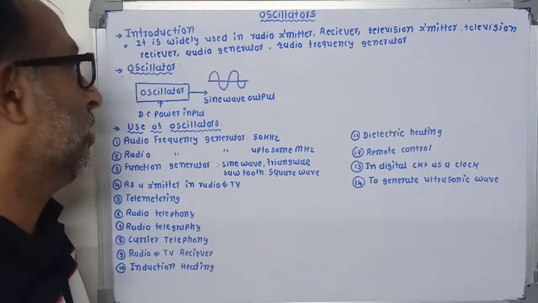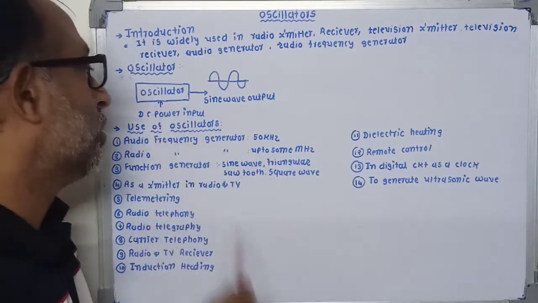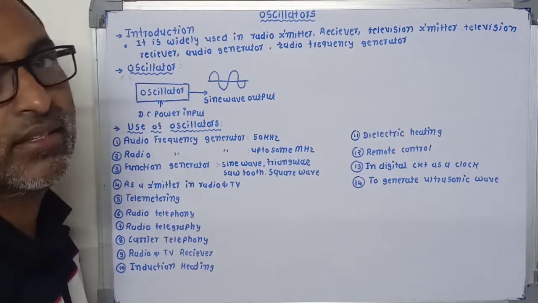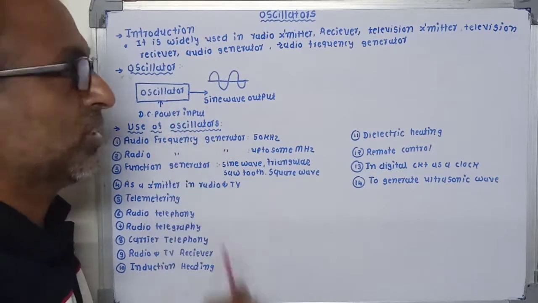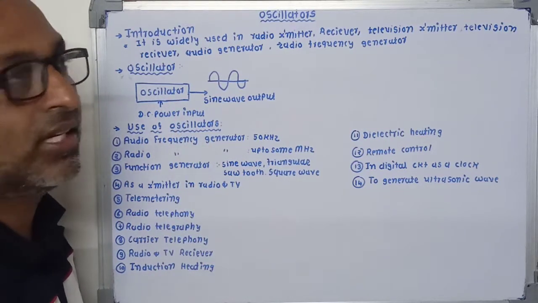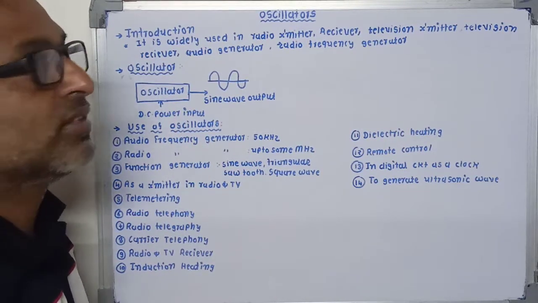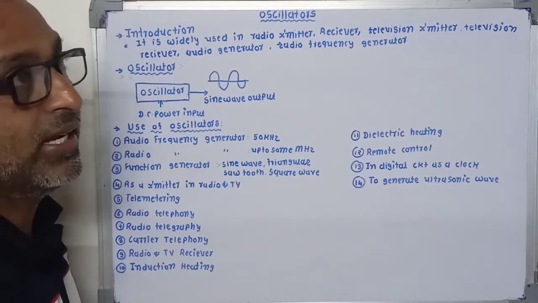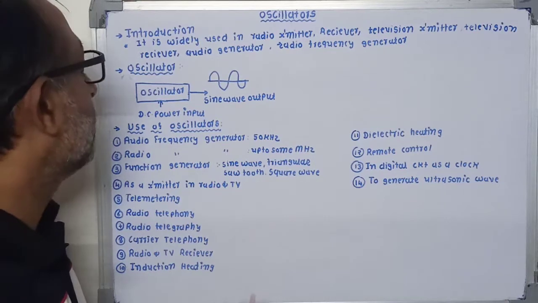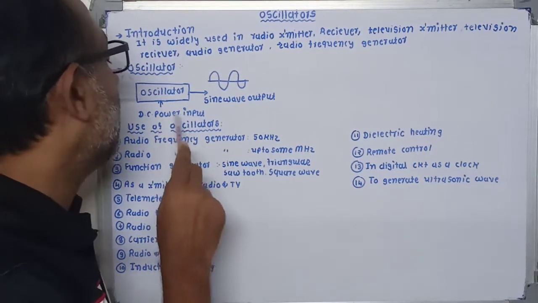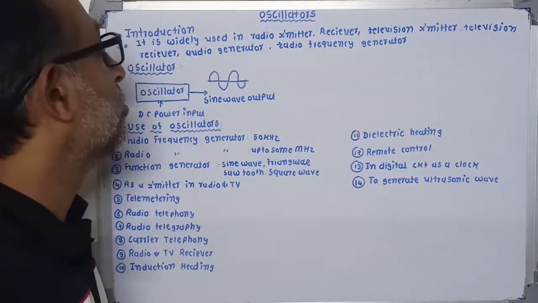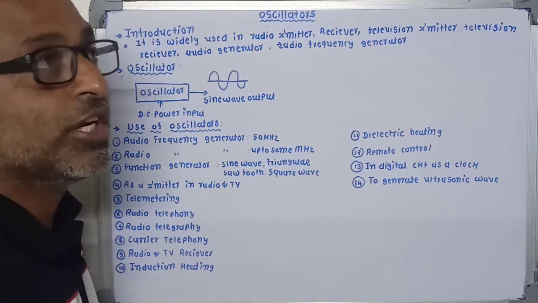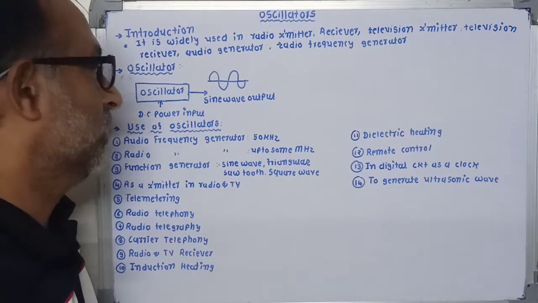So first of all, what is an oscillator? A circuit which generates an AC sine wave is called an oscillator. That means an oscillator is a device used to generate the sine waveform without applying any input. So here only DC power input is required to produce the sine wave. Practically, an oscillator is a positive feedback type oscillator.